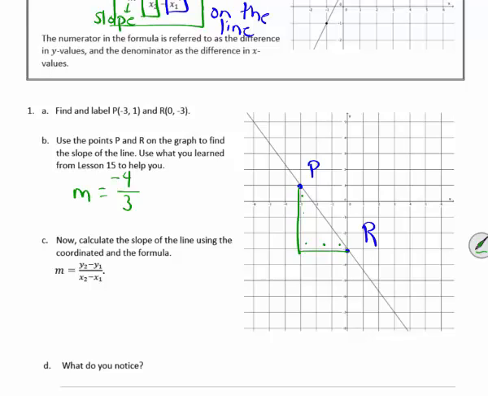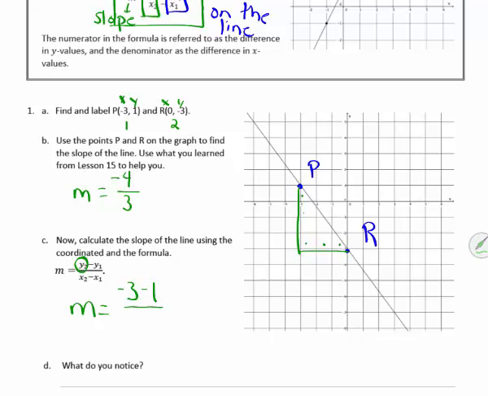Now we're going to take this and try it using our formula. So the formula, we have to first identify. This is going to be point 1, this is point 2. Hopefully that makes sense. First point, second point. This is your x, this is y, this is x, this is y. So we're just going to fill in. y2 means I need the y value from the second point. Second point, y value, -3. Minus y1. So I need the y value from the first point, so -3 minus 1.